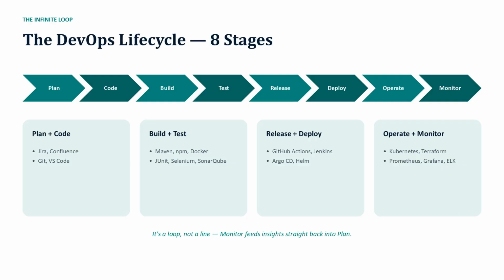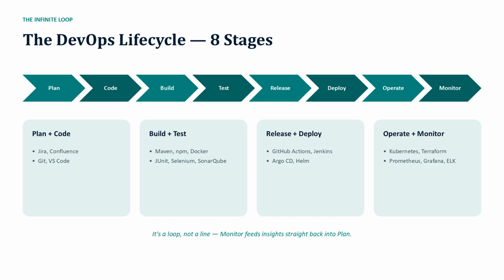The DevOps lifecycle has 8 stages, usually drawn as an infinity loop. You plan the work, write the code, build it into an artifact, and test it automatically. Then you release a version, deploy it to production, operate the infrastructure, and monitor everything. And here's the key: it never ends. What you learn from monitoring feeds directly back into planning the next iteration.